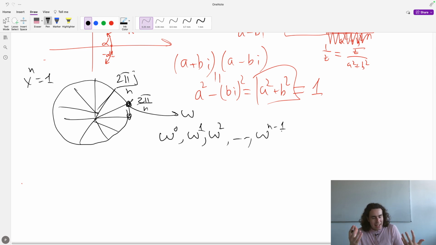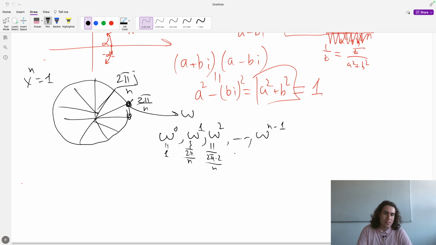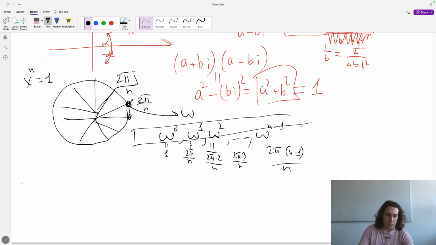Why? Again, because of how complex numbers work, right? If I multiply by a complex number, I add an angle. So omega to the 0 is 1, then this is going to have angle 2 pi over n, then I add 2 pi over n again, so it's 2 pi times 2 over n, 2 pi times 3 over n, and so on, 2 pi times n minus 1 over n. So these are exactly all the angles that we cared about. So actually we evaluate in these points, right?